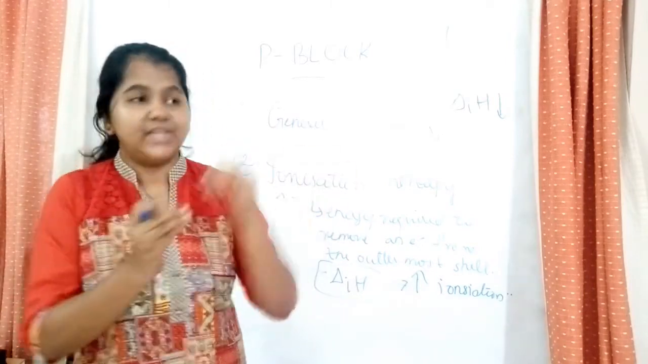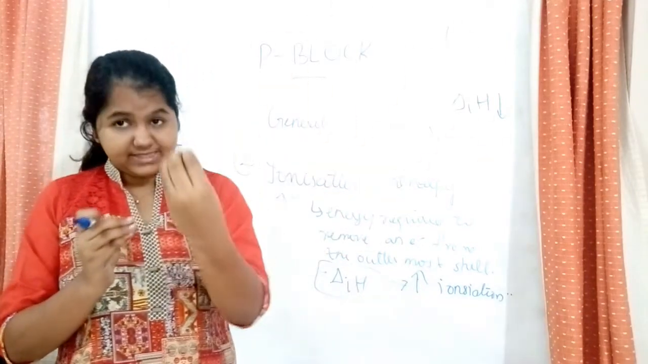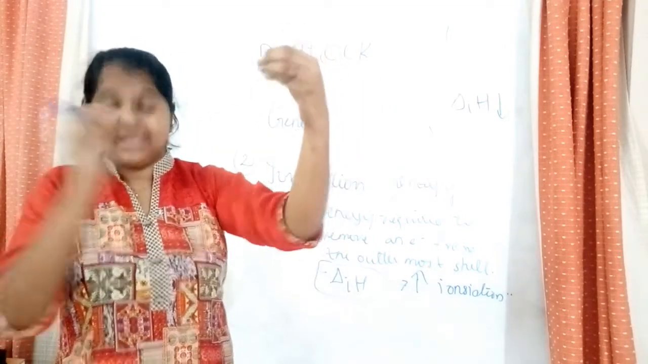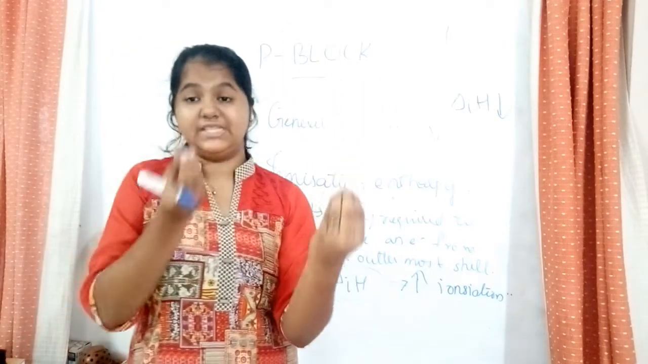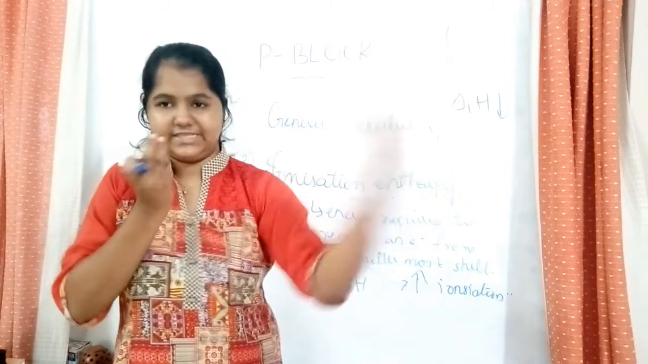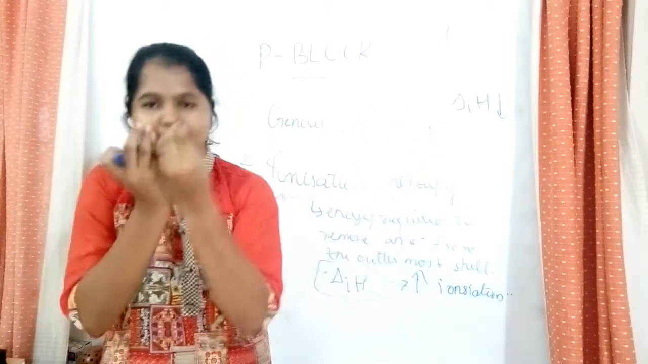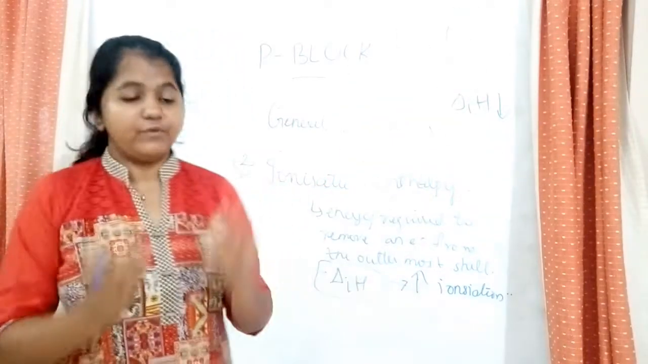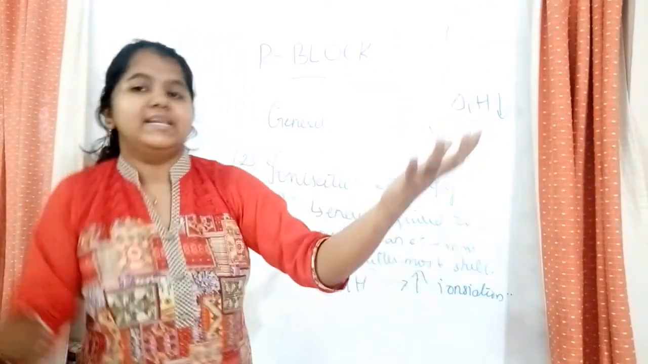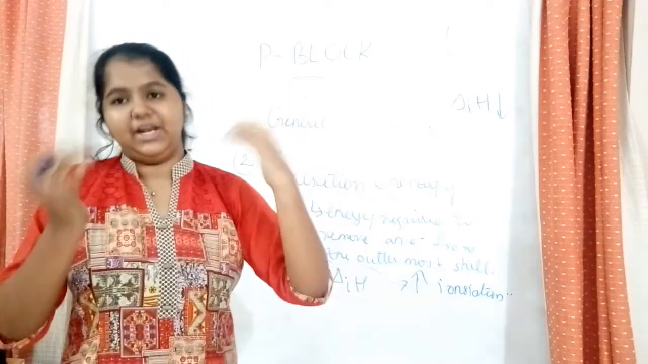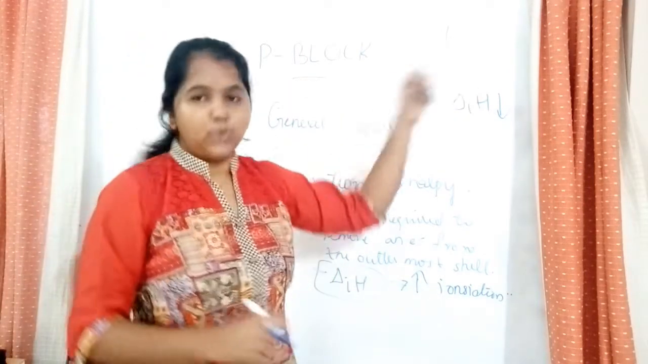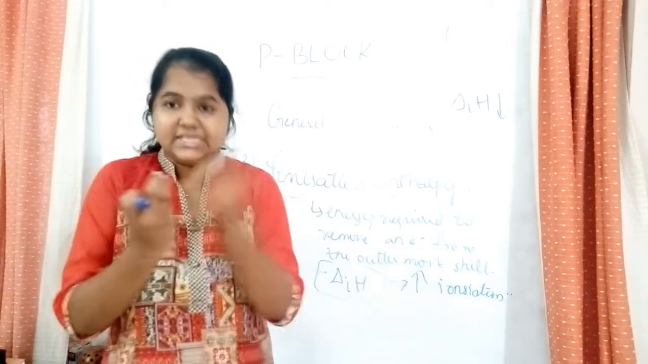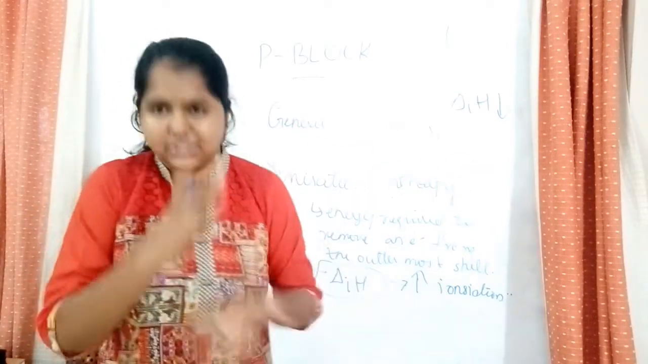The outermost electrons and the nucleus would have more distance between them. As the distance increases, the force of attraction would decrease, and hence it's easier to remove. So when it goes down, what happens? Lower ionization enthalpy, because when it's easy to remove, you don't have to give that much energy.